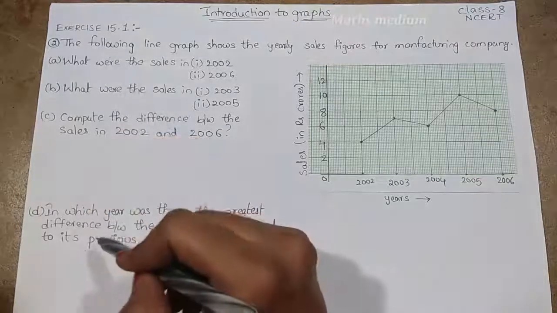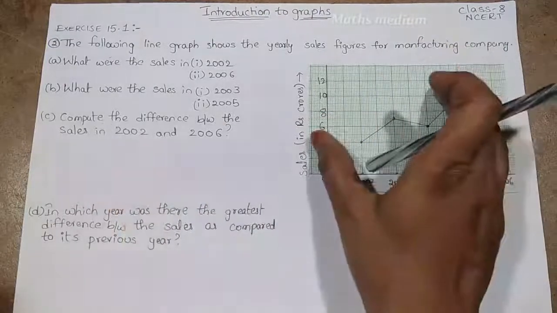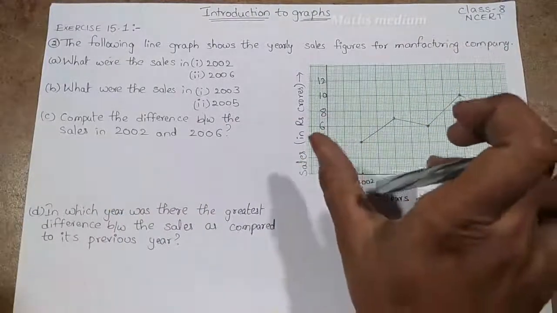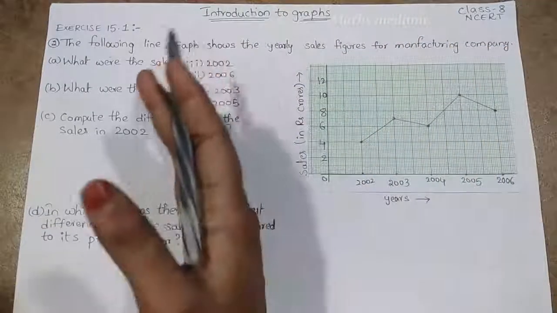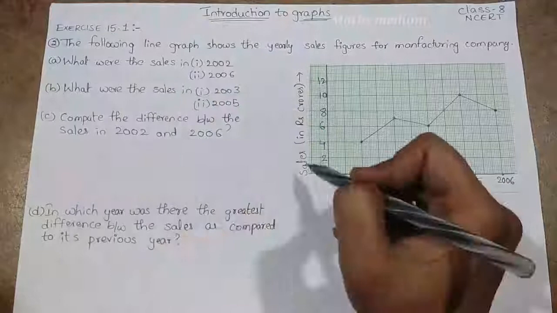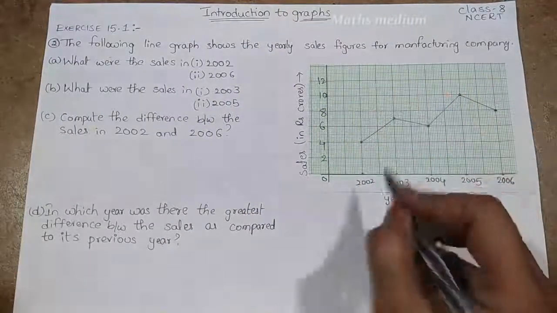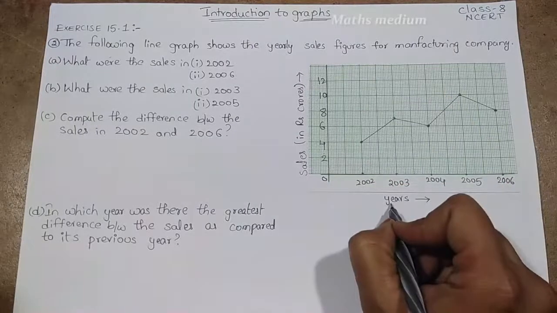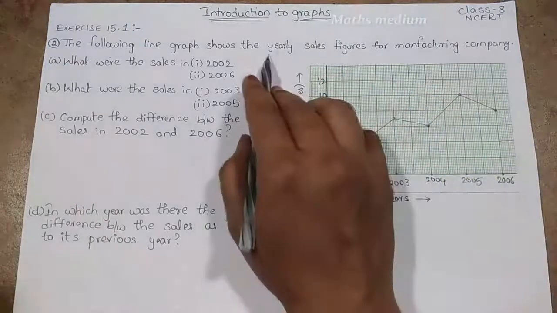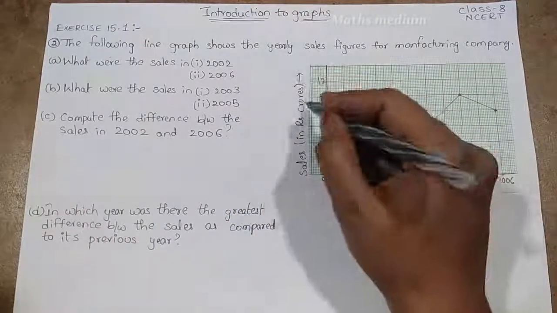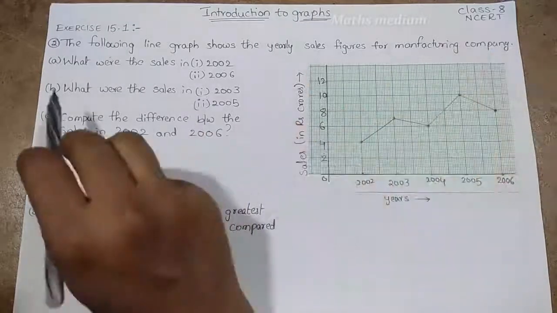So these are the 4 questions given according to the given graph. We have to answer these questions by using this graph and the given data. So let's start. On this vertical axis, we can see sales in crores. On the horizontal axis, we can see years, from 2002 to 2006. So this is yearly sales in crores. This is the main matter of this given line graph. So let's start answering questions.